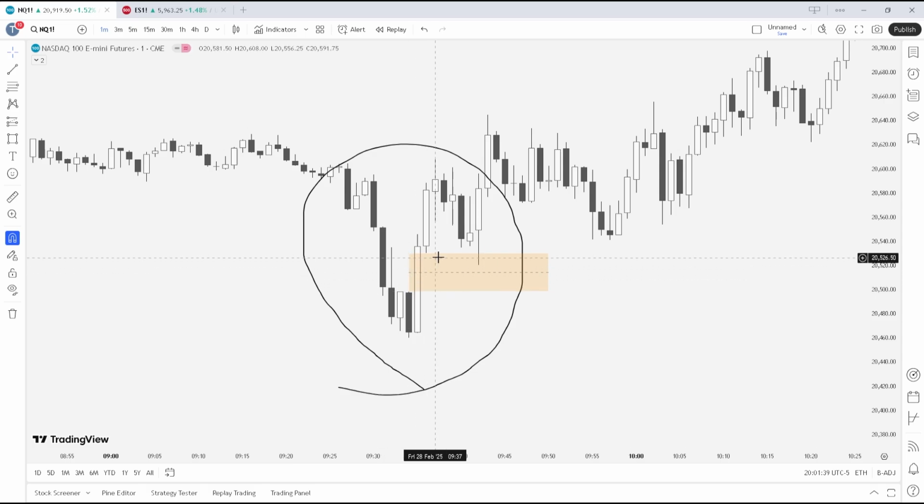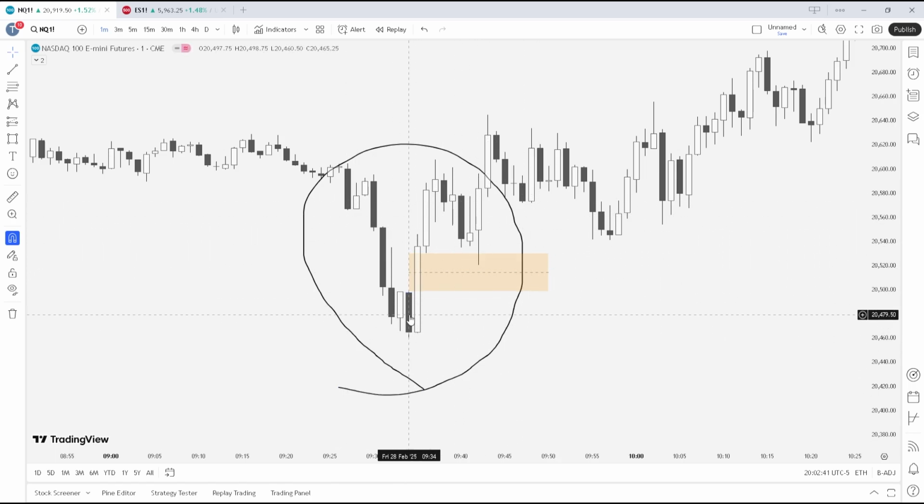You can draw a rectangle and just drag it out. Something interesting that you can see here: we come up, we create this BISI, price comes back down, we tap into this BISI, and then price rejects or respects the BISI and keeps going higher. That's how these fair value gaps can be used to predict where price wants to go. You look at them as areas where price would want to reject.